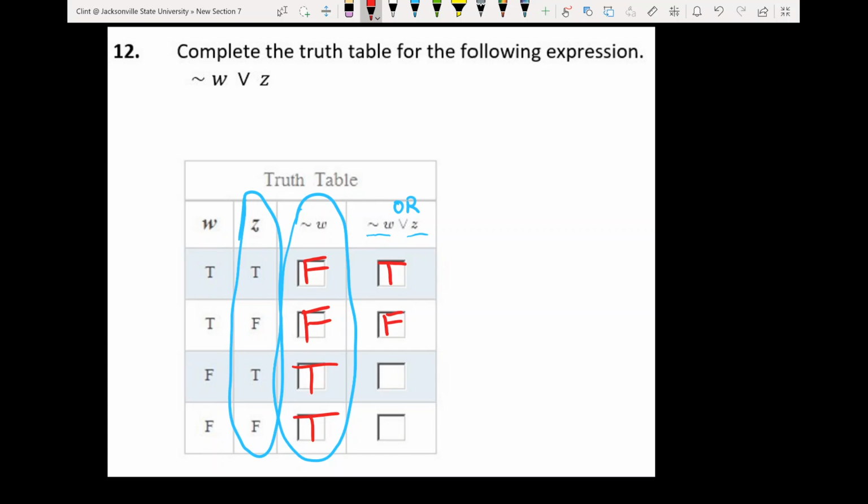We go to the third one, we've got true, true. Well, they're both true, so that means at least one of them is true, so that one's true. And then on the bottom row, we've got false, true. Well, one of them is true, so with an OR statement, that means the whole thing is true. So we end up with true, false, true, true. The only time an OR statement is false, like this one, is if both of the statements going in to make that compound statement are false.